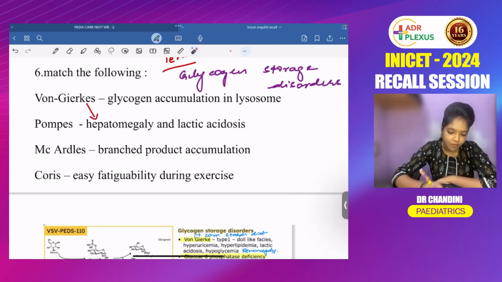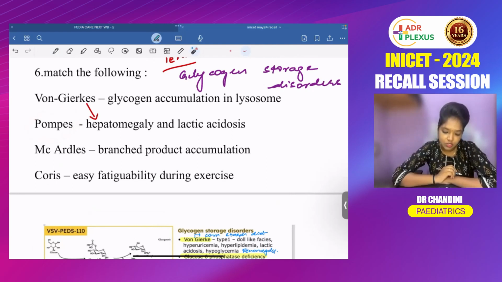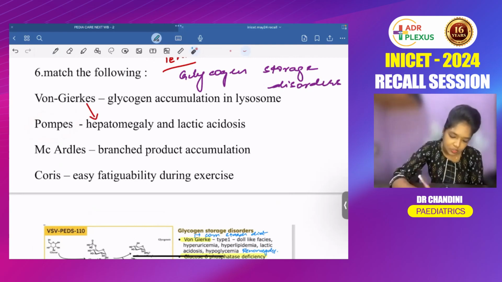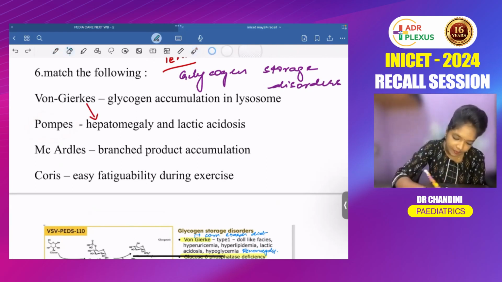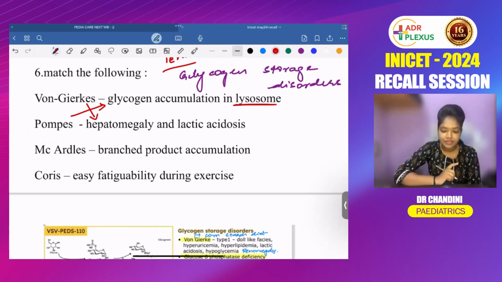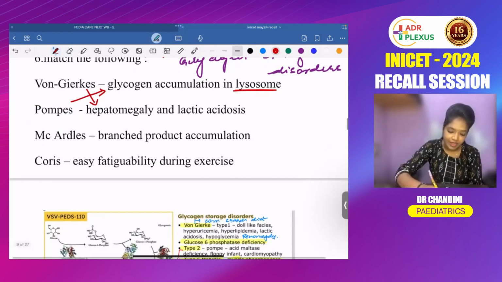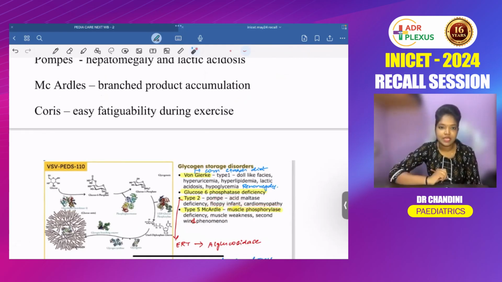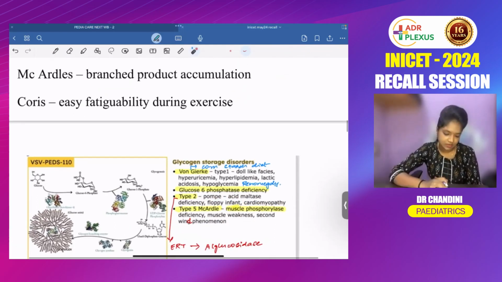Next, Pompe. Pompe is type 2 GSD, which is due to acid maltase deficiency, which is also a lysosomal storage disorder. So for Pompe, the right answer is glycogen accumulation in lysosomes. So out of the GSDs, only Pompe is a lysosomal storage disorder. Pompe is characterized by floppy infant and cardiomyopathy. These are the features of Pompe's disease.